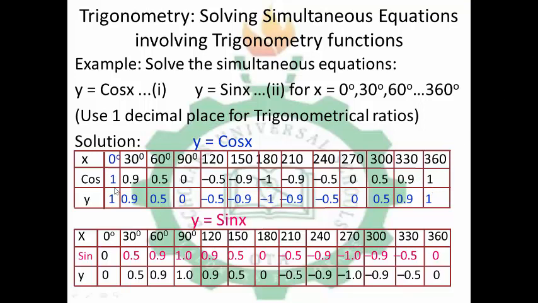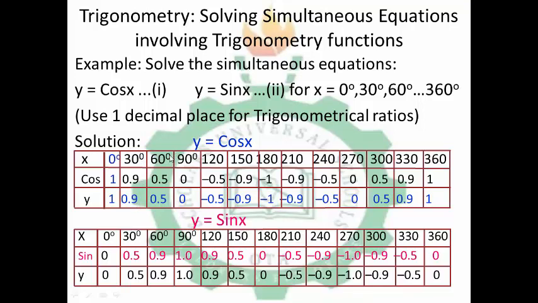Remember that all these values are to one decimal place, and since we have been given here that y equals cos x, it simply means that whatever we get for cos x will be the value of y. Cos 0 degrees is 1, therefore y is 1. Cos 30 degrees is 0.9, therefore y is 0.9.